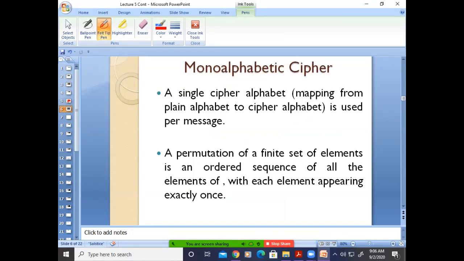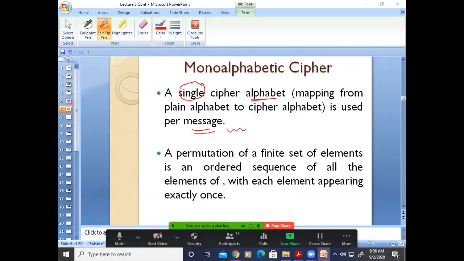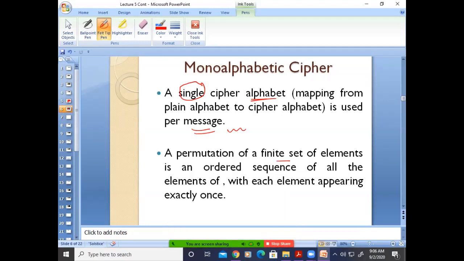Here, monoalphabetic means a single cipher alphabet is used per message. The main algorithm here is that we take the combinations, or we can say permutations, of a finite set of elements. It should be in an ordered sequence. Remember, it should not be some random sequence.